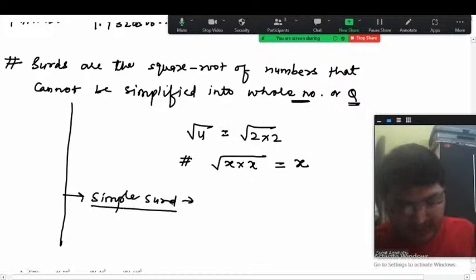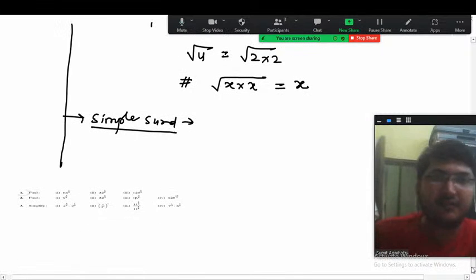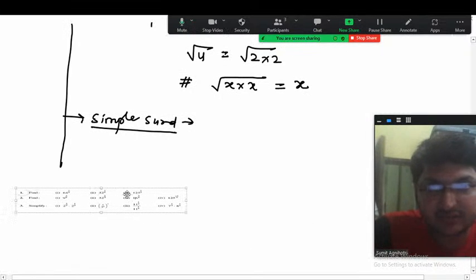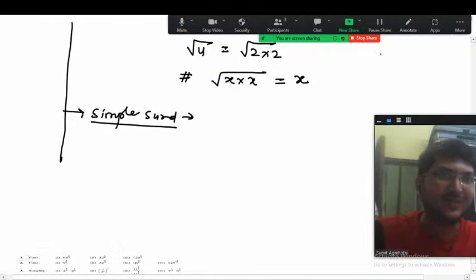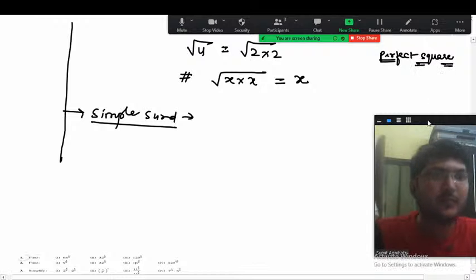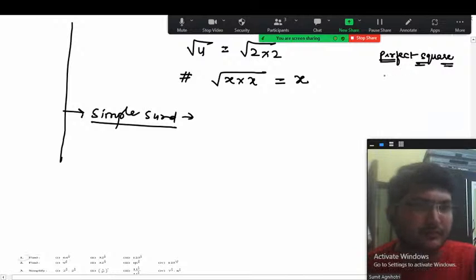Like how to get a perfect square? I will tell you the perfect square. What are perfect squares? Perfect squares are those numbers which are the square of something. How to get a perfect square? We can factorize. Like how much should it be multiplied by to make it a perfect square?